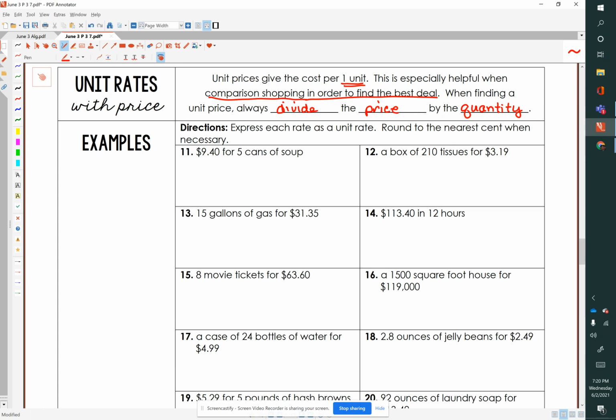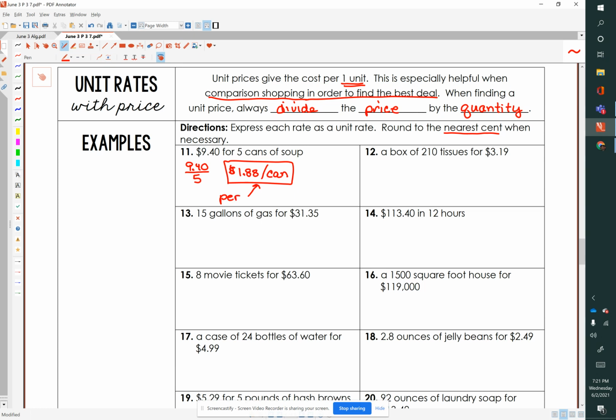So our directions ask us to express each rate as a unit rate, and we're going to round to the nearest cent. Okay, so that will be 2 decimal places when necessary. So $9.40 for 5 cans of soup. So $9.40 divided by 5 comes to $1.88 per can for 1 can. And look how we write that. $1.88, and then we have the per can.